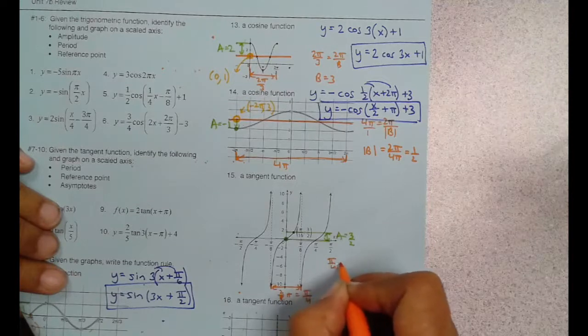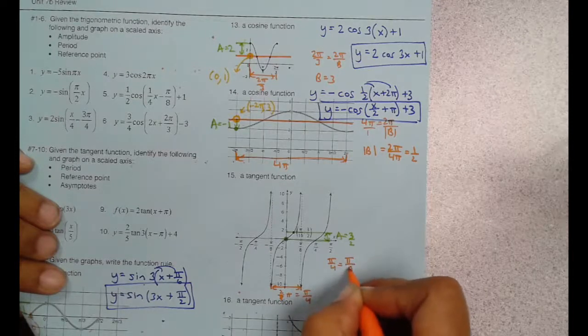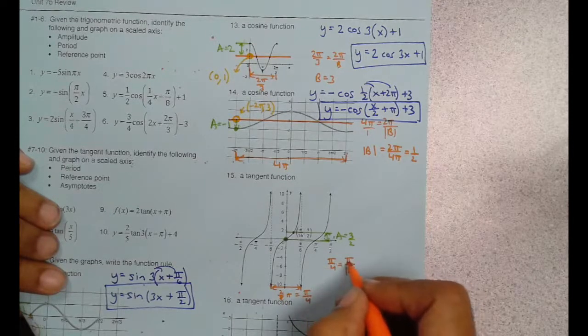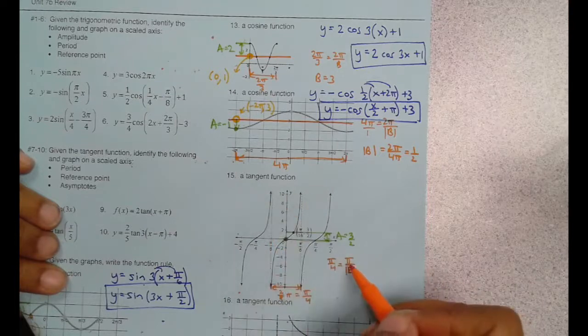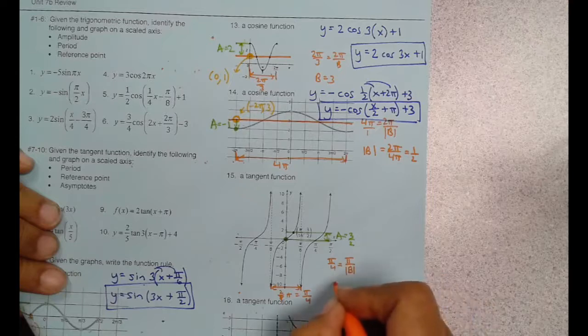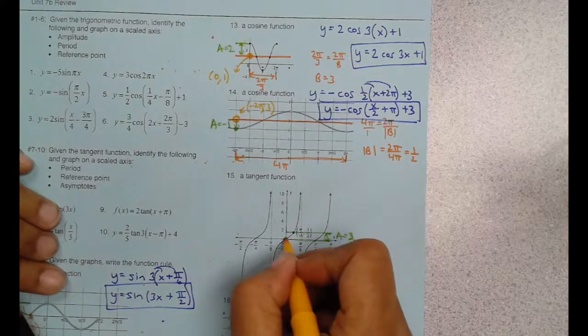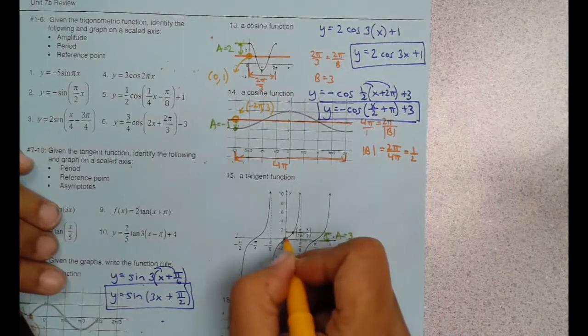Pi over 4 equals, and remember the formula changes for tangent. It's pi over b, not 2 pi anymore, because tangent's normal cycle is pi. All right, I know that these should match, so basically my b value is going to be 4 here. And then the last part is finding my reference point, and my reference point is the point right in the middle of the two asymptotes here, which is 0, 0.